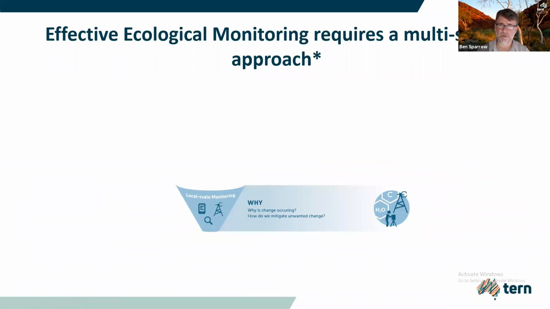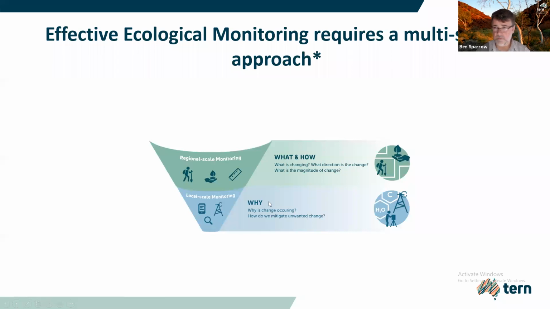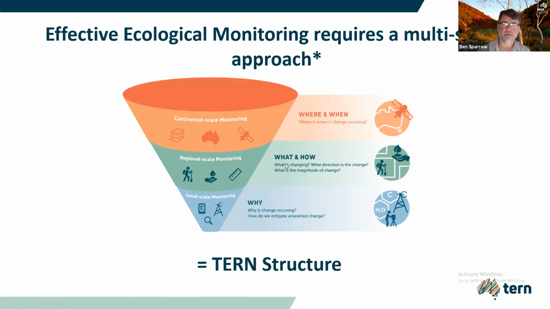So there's local scale monitoring, and that's the why is change occurring. We call that ecosystem processes. There's regional scale monitoring, so the what, what's changing, what's the direction of change. We call that ecosystem surveillance. And the last scale, the sort of continental-wide monitoring, is about the where and the when, and we call that landscape monitoring. And so we mirror that in TERN.